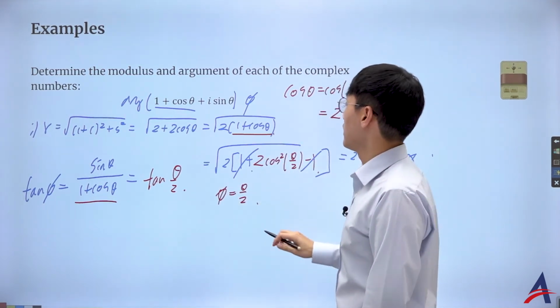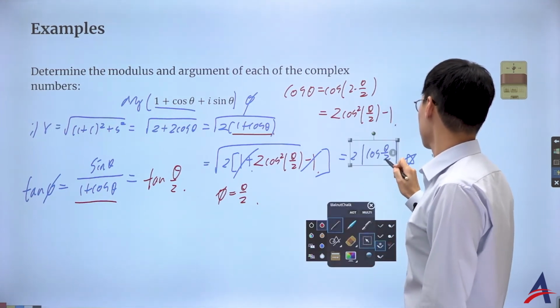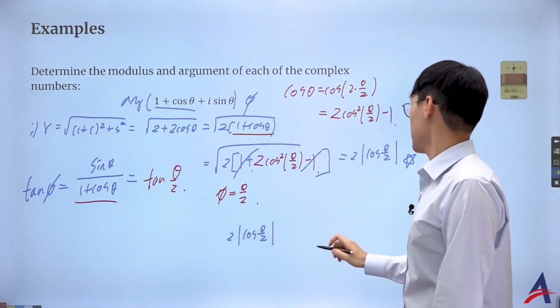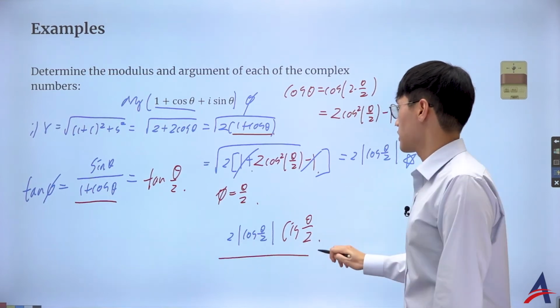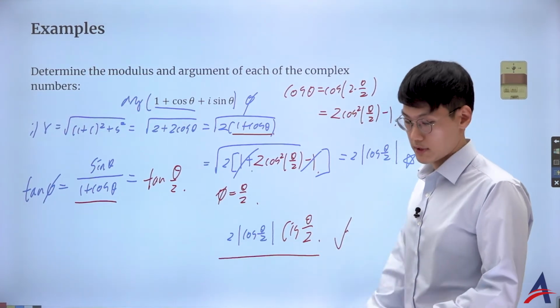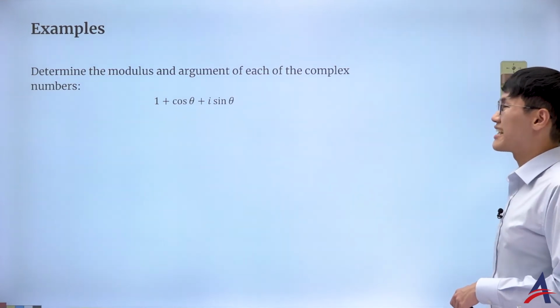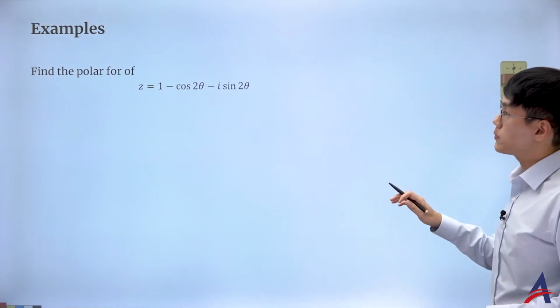So for that one, the modulus is 2 absolute value of cosine theta over 2, and then I'm going to multiply that by cis theta over 2 is how we're going to write it. Okay? That's good. So yes, it's just a revision of trigonometry. That's what it is. So sure, find the polar form of that.